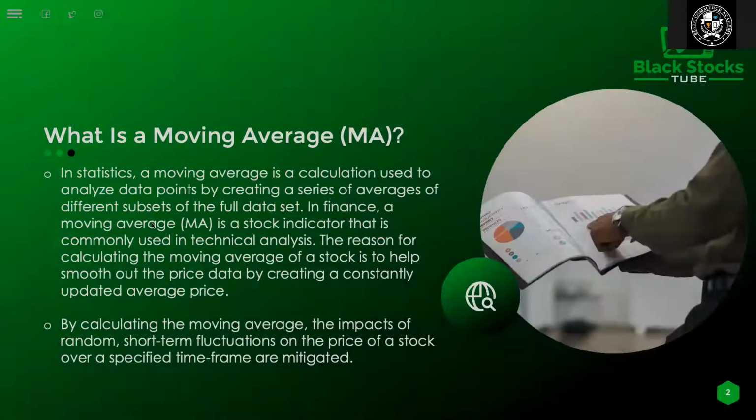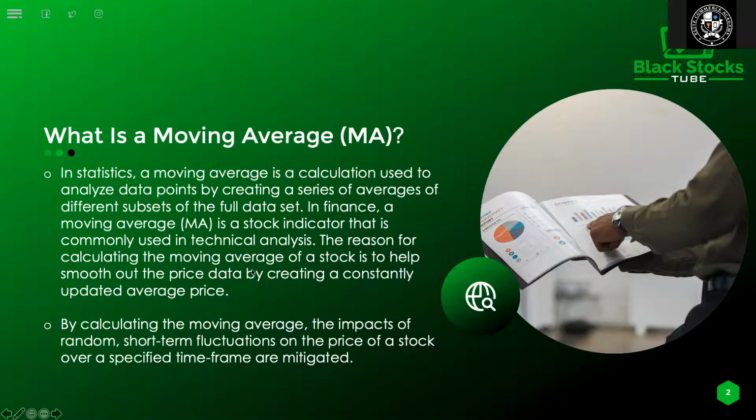So just to go through it real quick, in statistics, a moving average is a calculation used to analyze data points by creating a series of averages of different subsets of the full data set. In finance, a moving average is a stock indicator that is commonly used in technical analysis. The reason for calculating the moving average of a stock is to help smooth out the price data by creating a constantly updated average price.